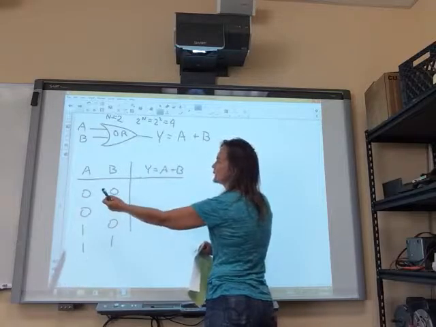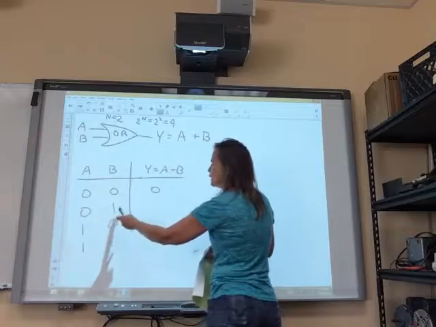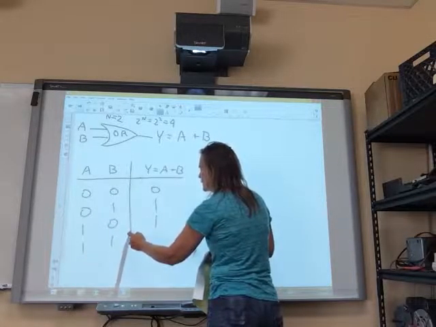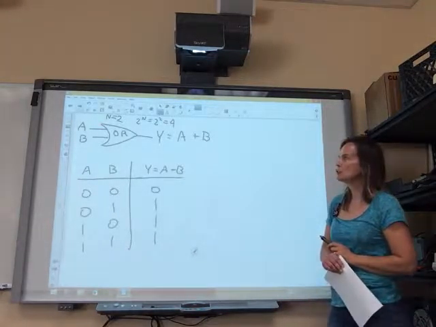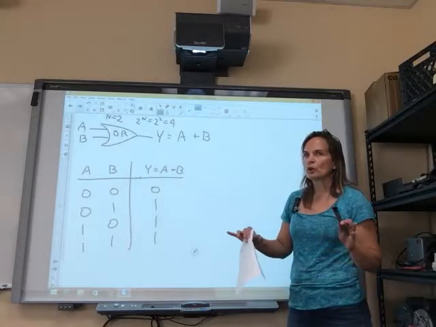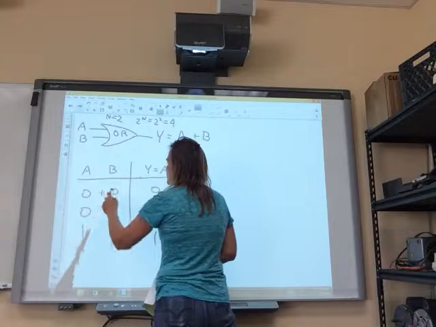In the first case, we had A is low, B is low, so we have a low. And here we have one of them is high, so it's going to be high. One of them is high, so it's going to be high. And they're both high, so we're going to have a high output. So there's your truth table for your OR gate. But let's look at our rules of addition and see if this makes sense.